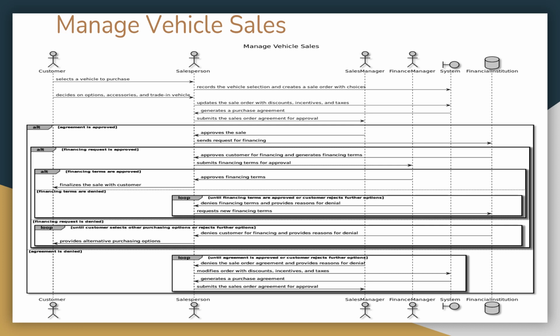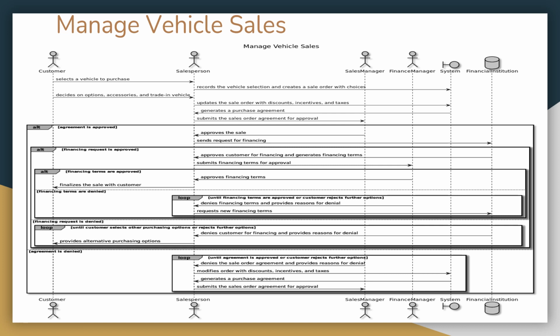If financing is approved, the salesperson then submits the financing terms for approval to the finance manager. Once more, there are two possible outcomes. Either the financing terms are approved or denied. This is shown by the alt frame labeled finance terms are approved on the diagram. If the financing terms are approved, the salesperson then finalizes the sale with the customer.